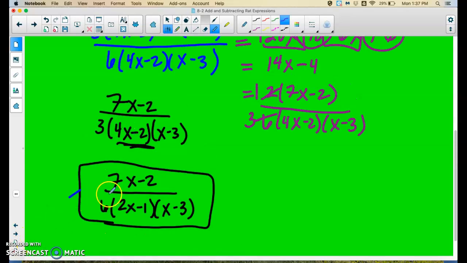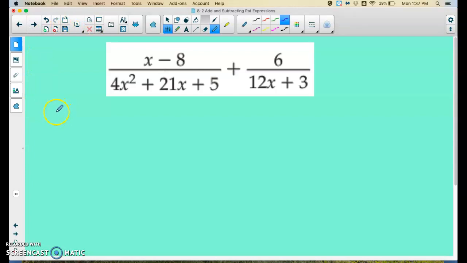Okay, so either you simplify or factor out. I could have factored this 2 out at the very beginning, but either factor it out before or later. It doesn't matter, it ends up the same thing. Okay, let's try another one here. Go ahead and factor first, and then we'll get a least common denominator.